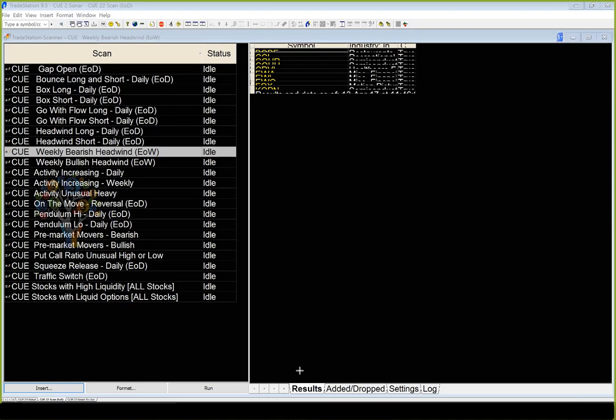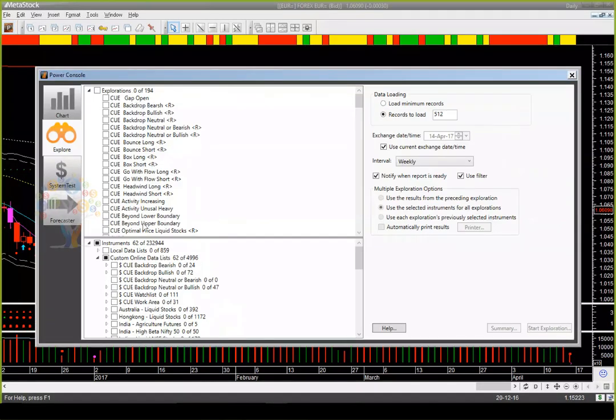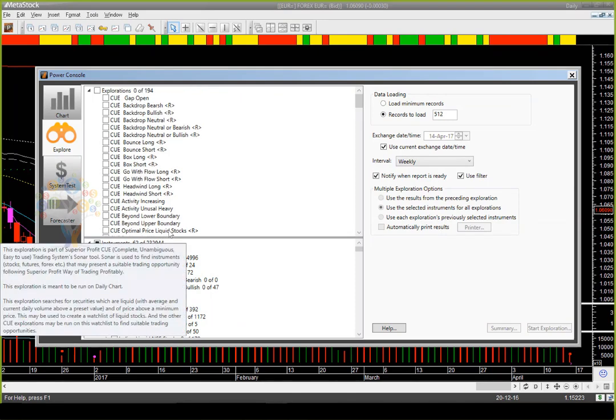For some markets, exchanges release a list of high beta stocks. For example, India National Stock Exchange, they have a list of high beta stocks, and other exchanges you can easily find out either using Icon or other web-based resources. You can find out a list of high beta stocks and find the liquid ones among them, make a watch list, and run sonar on them daily. On MetaStock also, if we go to Explorer, there should be one somewhere in the Explorer. Optimal price liquid stocks. You can run this sonar to find out the liquid stocks in your market.